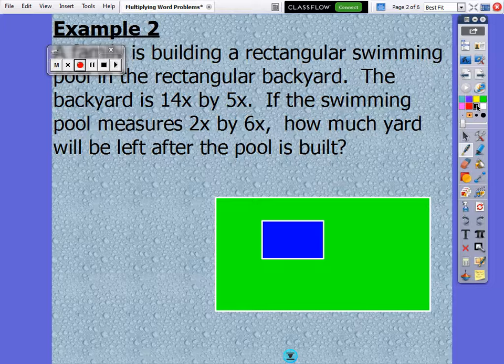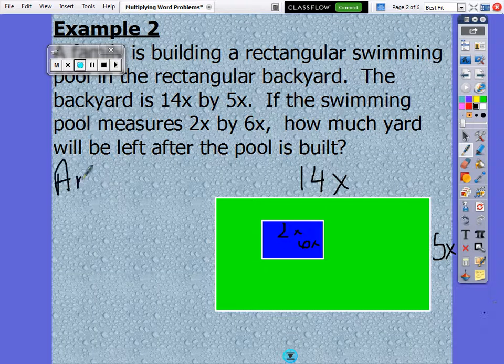So it tells me in the problem my backyard is 14x by 5x, which means one side's going to be 14x, the other side's going to be 5x. And then my swimming pool is going to be 2x by 6x. And I have to figure out how much yard is going to be left. In order to do this, I'm going to need to find the area of my yard. Since it's a rectangle, you're going to multiply length times width.